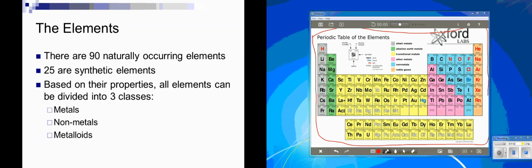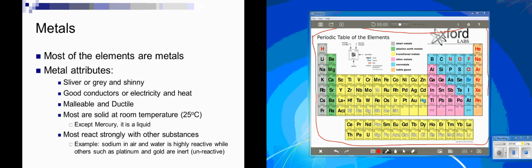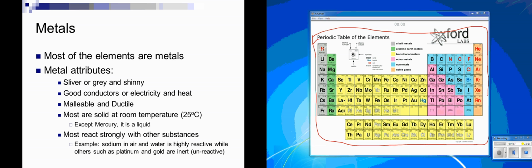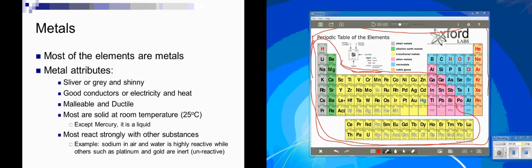So the first one, the metals. What we're going to talk about here is everything from here to here and up. So everything in there, that is the metals. Now, most of the elements, as you can see from what I circled around there, are metals.